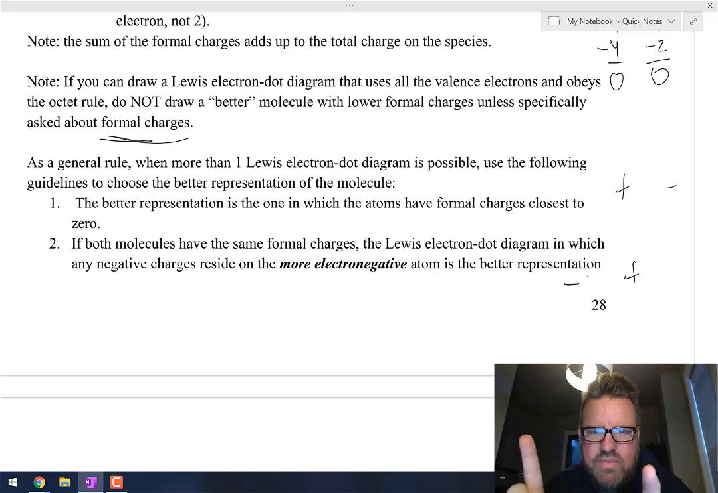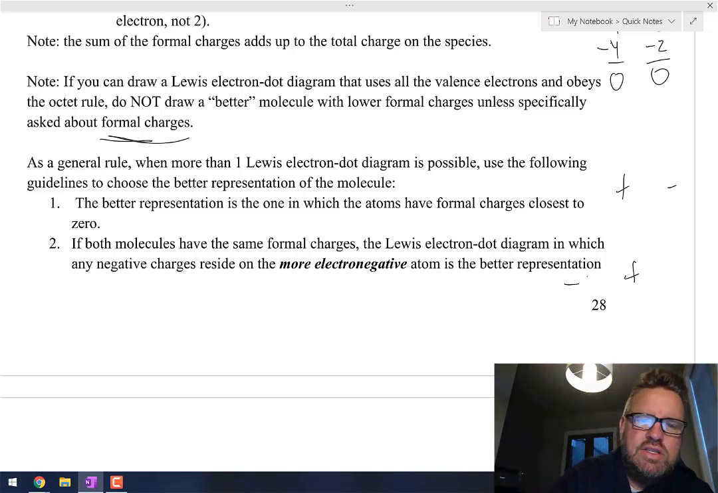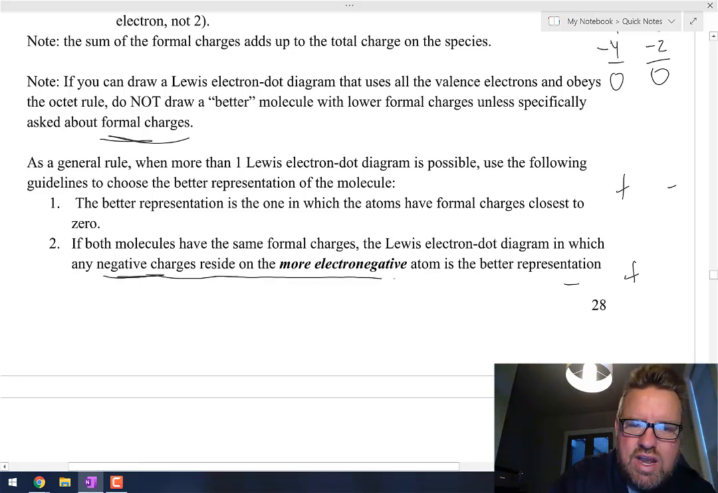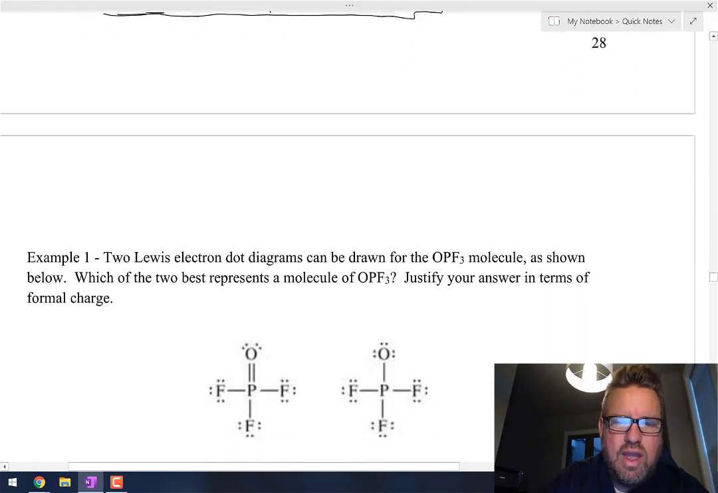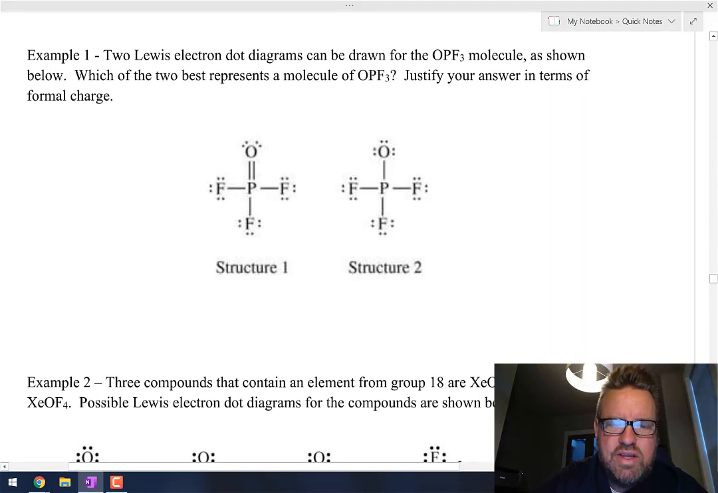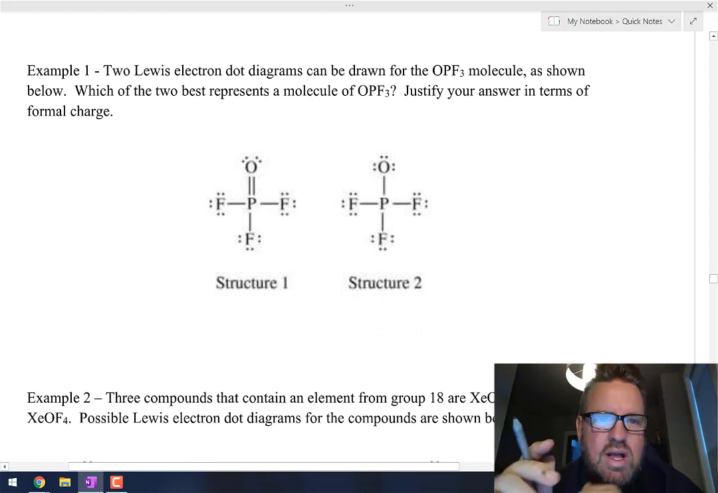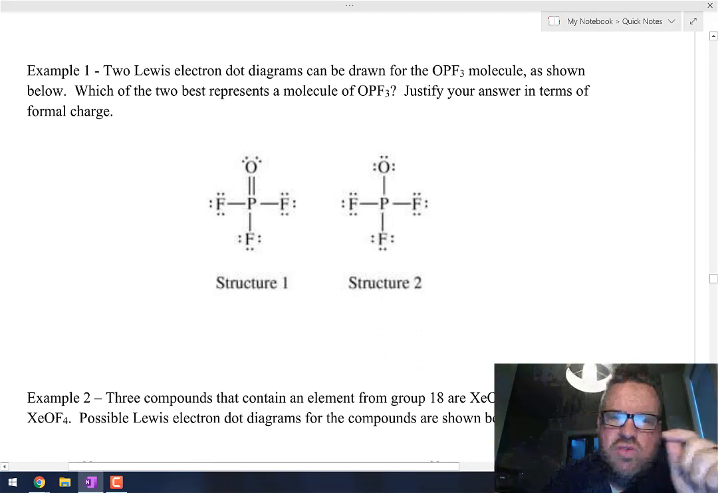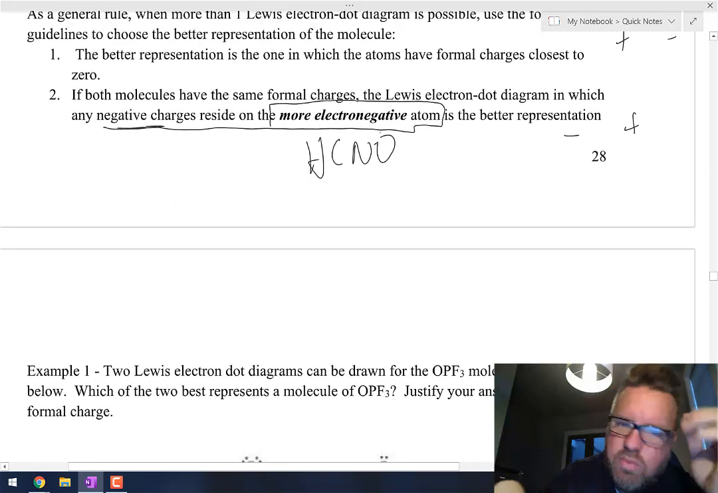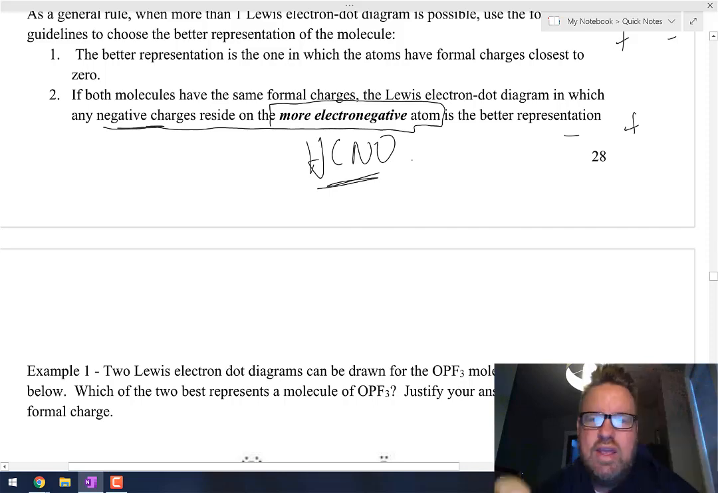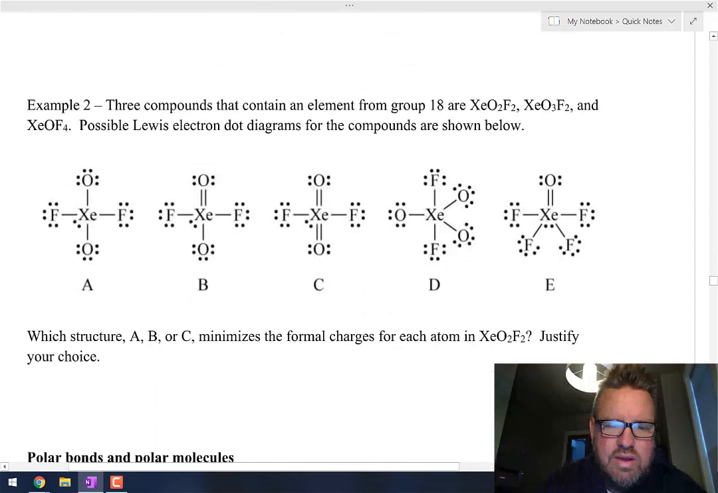Then the only thing that matters is the Lewis electron dot diagram in which any negative charges reside on the more electronegative atom. That is the better representation of the molecule. So here's an example of this. In your homework there's actually one as well, the one that deals with, I think it's HCNO. It's in your homework packet. That is one where the more electronegative atom holding the negative charge is the more important factor.